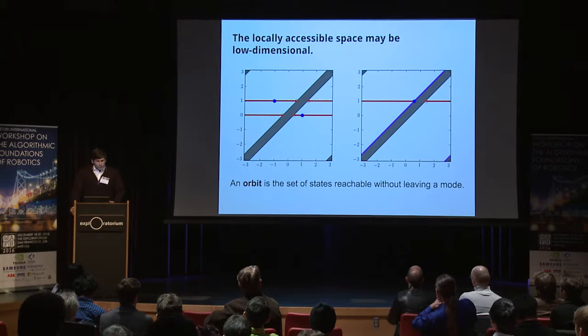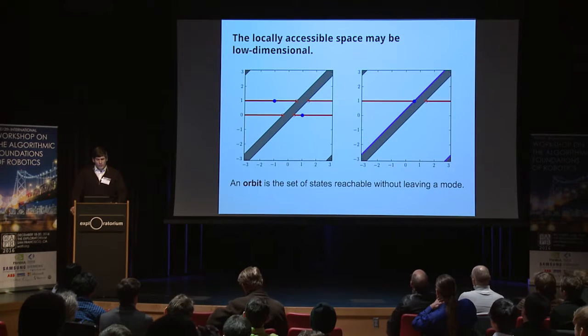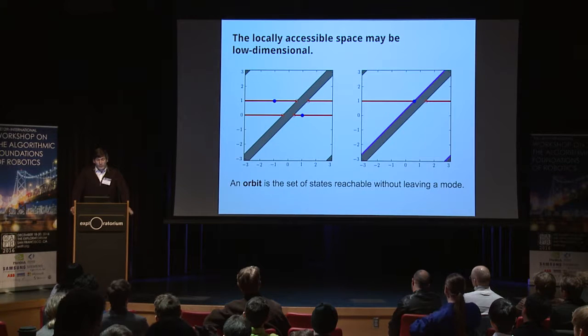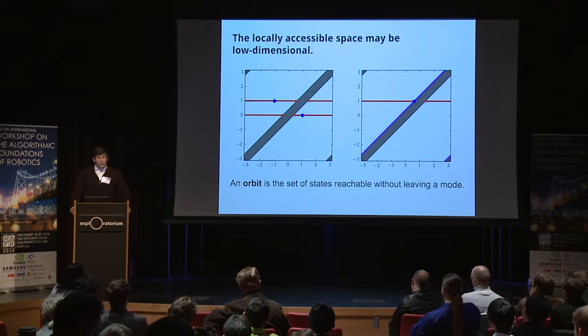Just a little bit more terminology. We're going to refer to the set of states that we can reach without leaving a mode as an orbit. Orbits will always be manifolds, thanks to both the piecewise analyticity and the Frobenius theorem. I've just drawn a few orbits up here. On the right, you can see that a configuration that lies on the intersection of two modes will actually have two different orbits.